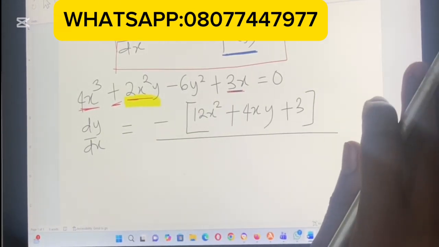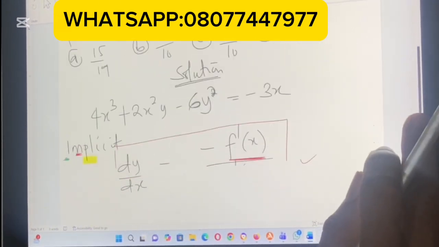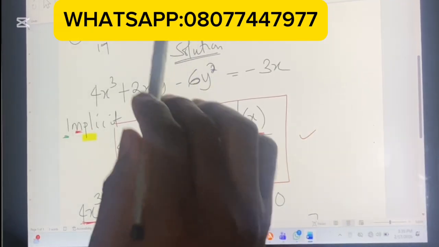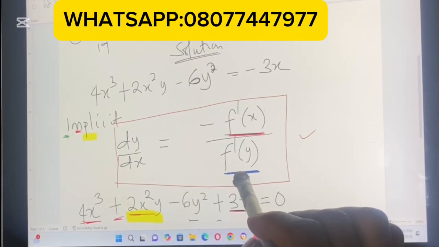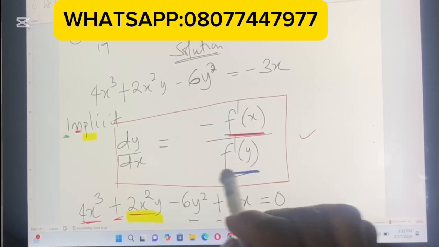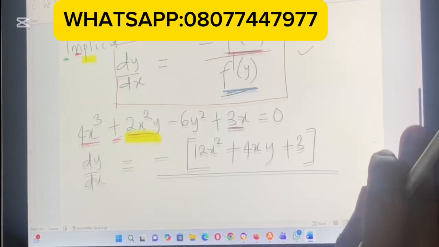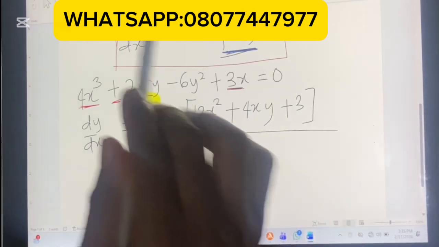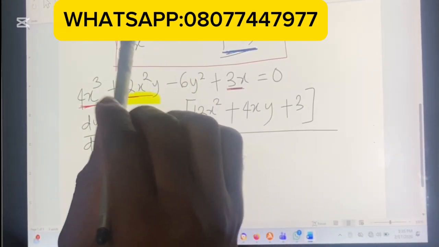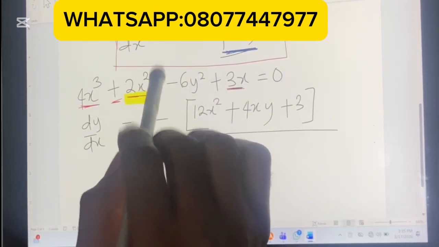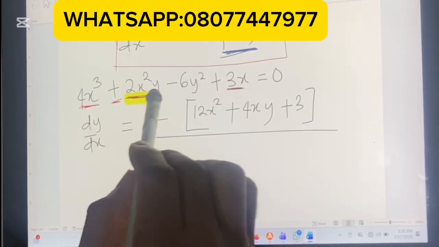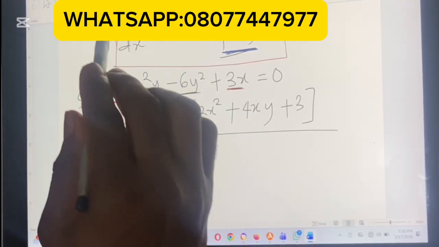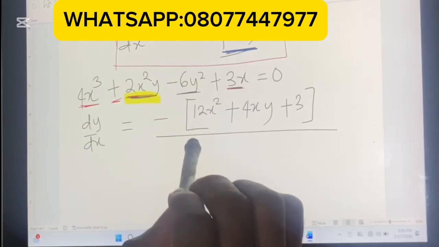Okay, let's go back to the formula. We have gotten the first part, that is f prime of s. Now let's get the second part, that is f prime of y. So it means that I have to differentiate only for y. But before we differentiate for y, let's identify all the y parts. So this is for y and this is for y. Please take note.